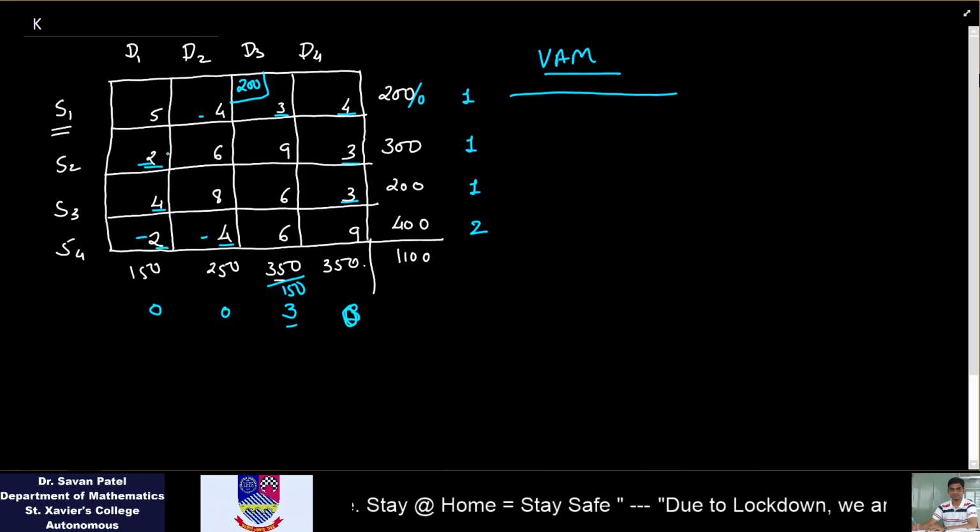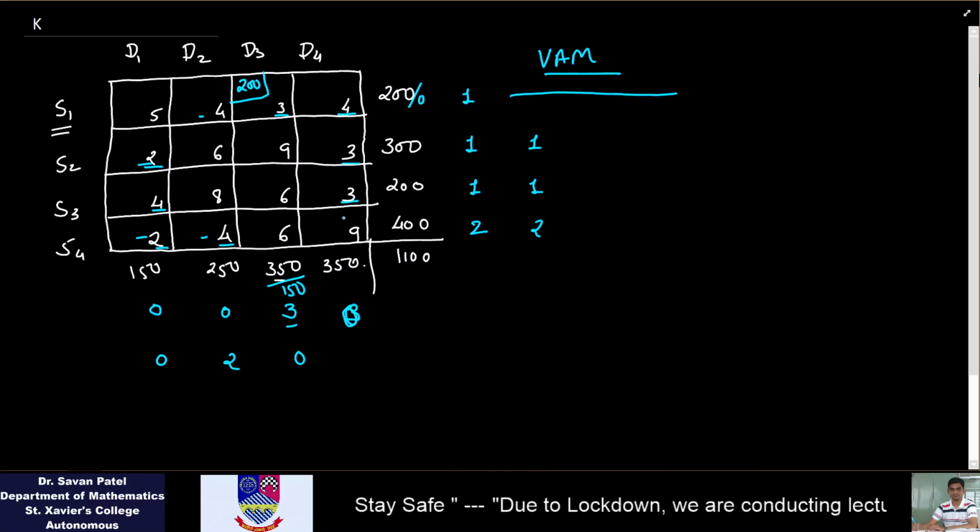Okay, now here minimum and next minimum are the same, so I am writing 1, 1, 2 as it is. Here it may change. Here minimum is 2 and next minimum is 2, so the difference is 0. Minimum is 4 and next minimum is 6 because this row is cancelled now, so the difference is 2. Minimum is 6 and next minimum is also 6, so the difference is 0. Minimum is 3 and next minimum is also 3, so the difference is 0. So the maximum is 2.